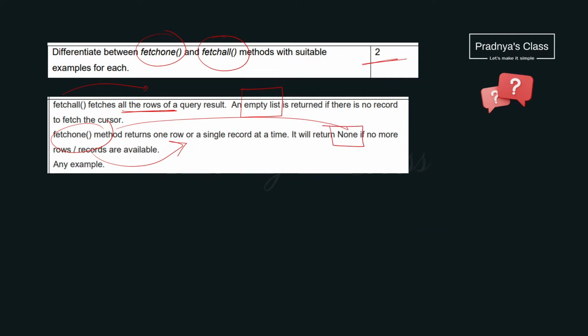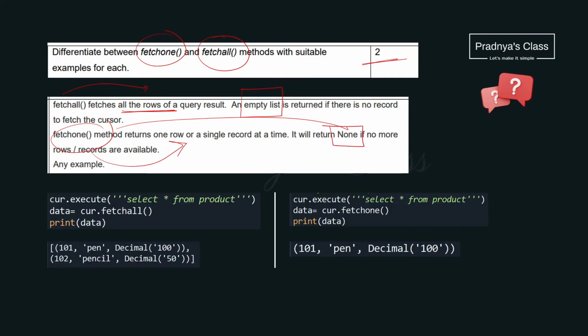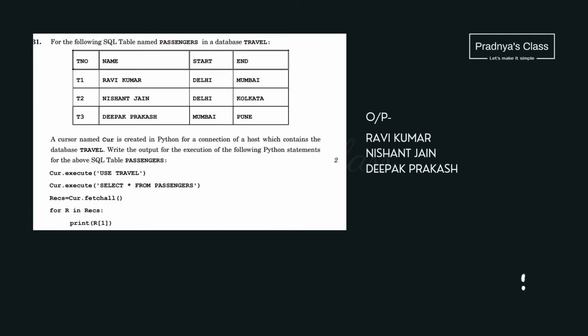In this question, we need to give one example too. Here we are using fetchall function, we are getting the list of tuples, and in this example we are using fetchone function, we are getting one record. There is one more question for 2 marks, let's check out.